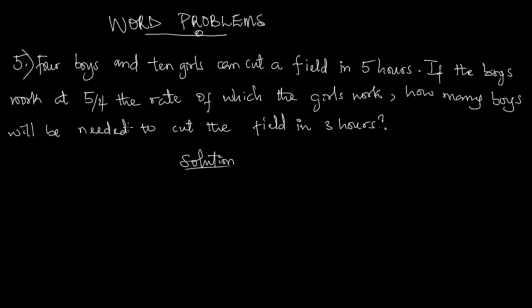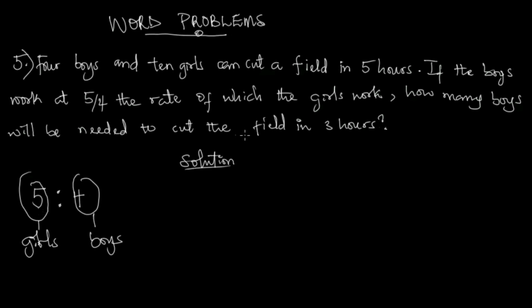Alright, so to interpret the question, 4 boys and 10 girls can cut a field in 5 hours. If the boys work at 5/4 the rate at which the girls work, that means that we have a ratio of 5:4, meaning that 5 girls will do the same work as 4 boys. 4 boys will do the same work as 5 girls. They will work at the same rate, at the same pace.